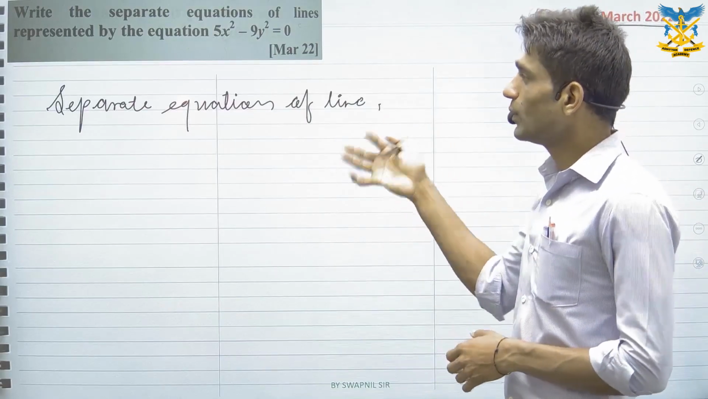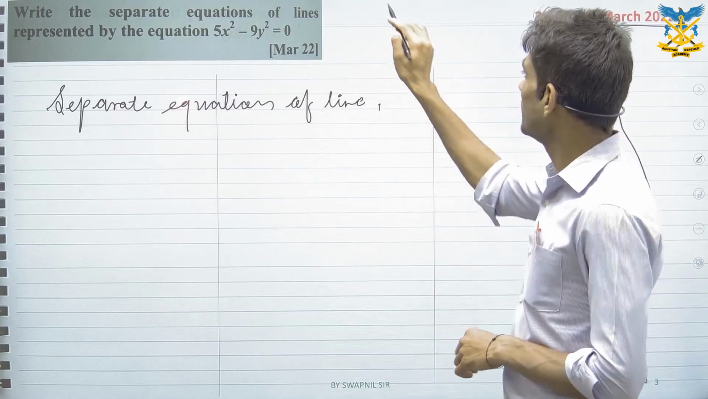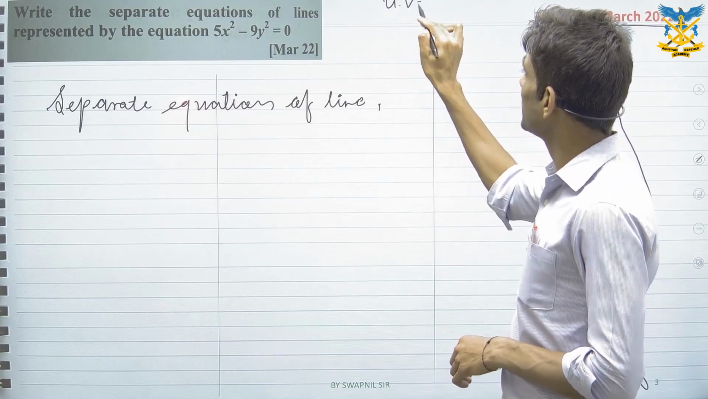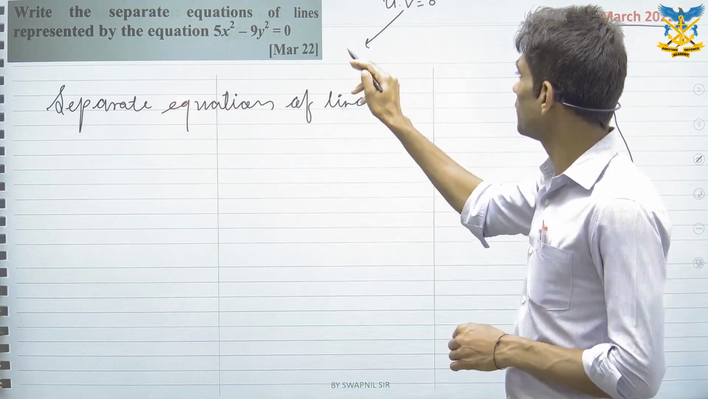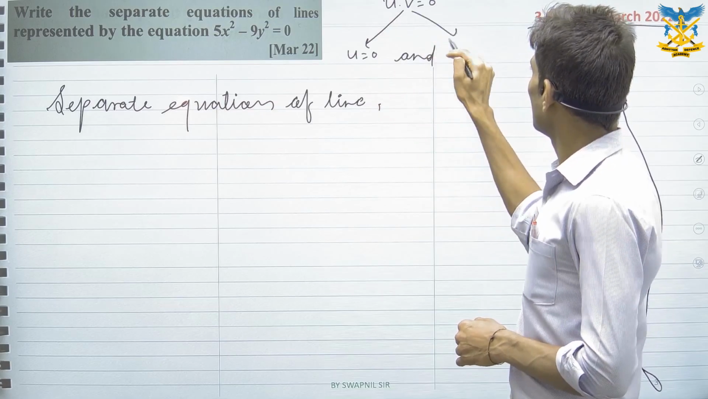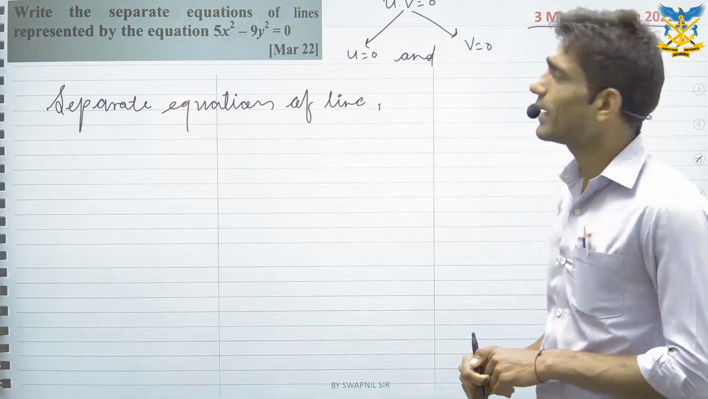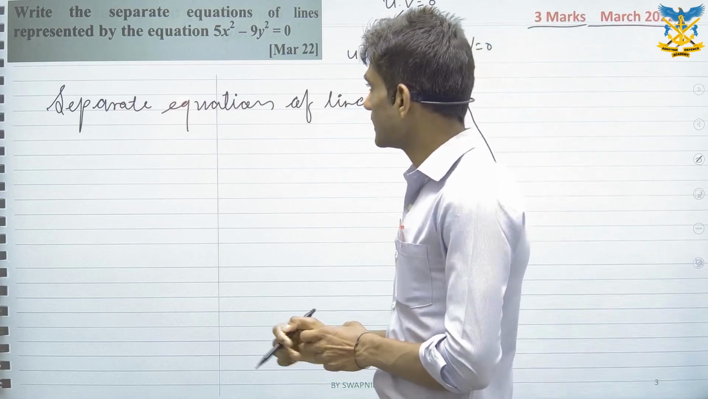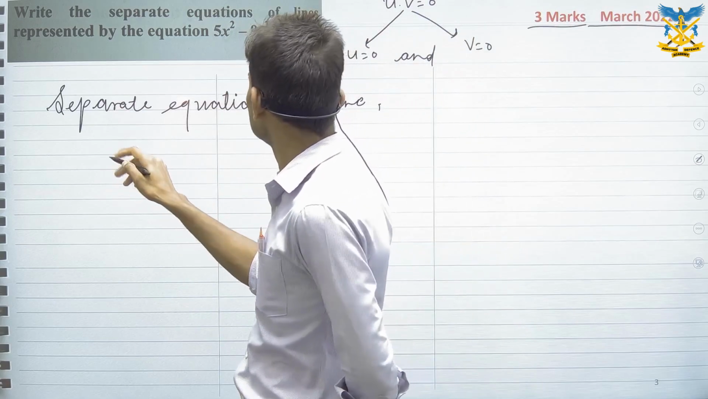Now see that we want the separate equations of the lines, meaning the joint equation is already given. The joint equation represents u into v equal to 0, and for the separate equations we have to find out u equal to 0 and v equal to 0. Both are the separate equations of our lines. Now we have the equation. What is the joint equation given here?